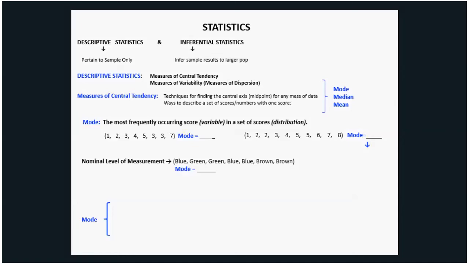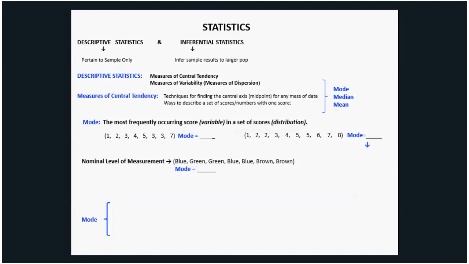And so the National Board or I may use either term in asking a question. We may say the most frequently occurring score in the following set of scores, or the most frequently occurring variable in the following distribution of numbers. So we don't want the terminology to throw you off.